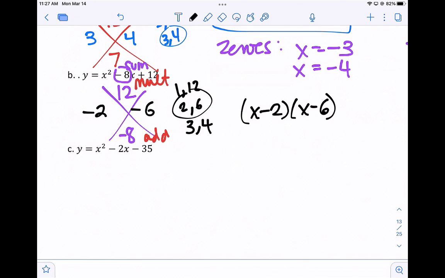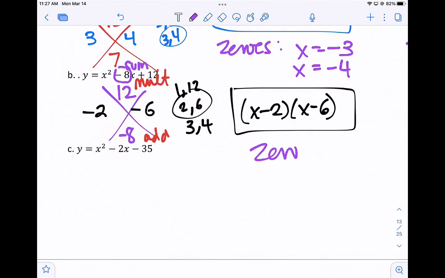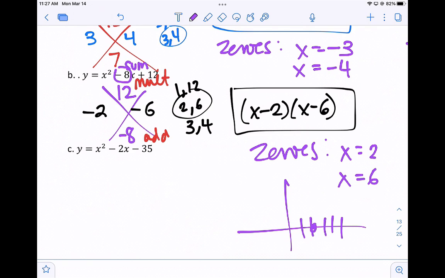And then if I asked you to find the zeros, this is factored form right here, and the zeros would just be the opposite, or what makes it 0. So x would be 2 and x equals 6. If we were to graph it, at 2 and at 6, you would have your x-intercepts.